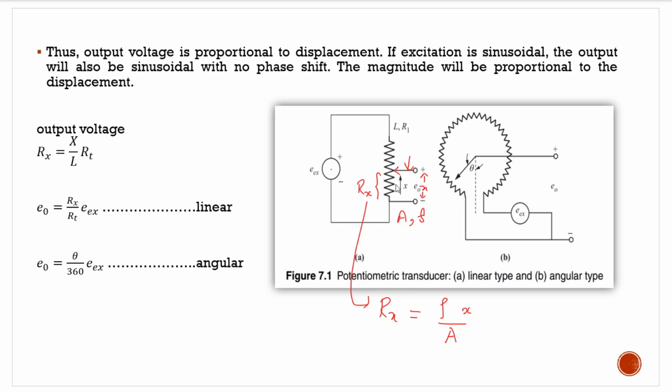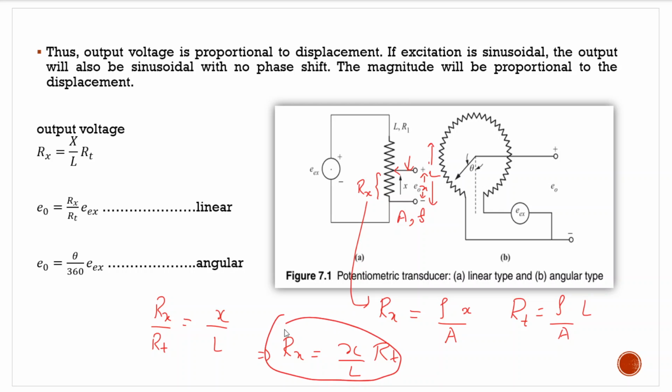ठीक है. ये जो इतना portion of winding है इसकी जो resistance होगी, that will be Rx equal to rho x by A. और जो हमारी total winding है RT, उसकी जो resistance होगी, that will be rho L by A, where L is the total length of this winding. So simply saying, Rx divided by RT will give us rho x by A divided by rho L by A, that will give us x by L. So जो हमारा Rx होगा that will be simply x by L times RT. So इस portion of winding की जो resistance होगी that will be x by L times RT.